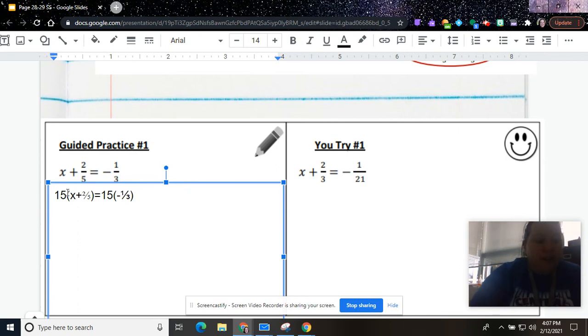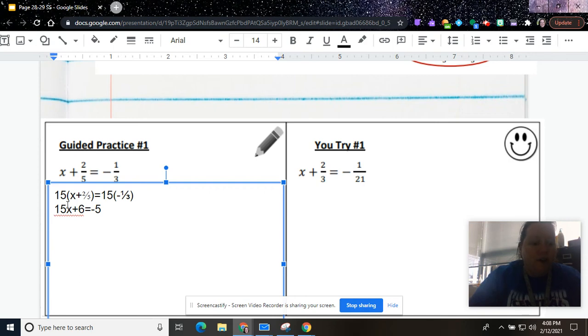Okay, from there, you can do the distributive property. So 15 times x is 15x. And then here, if you do 15 times 2, that's 30. Divide by 5, that's 6. On this side, 15 times 1 is 15. Divide by 3 is 5. And since one of them is negative, the answer is negative. So 15 times the negative 1/3 would be a negative 5. Doesn't this equation already look easier to solve? From here, continue on with your steps.